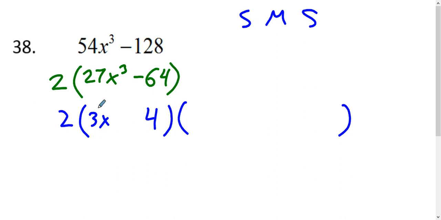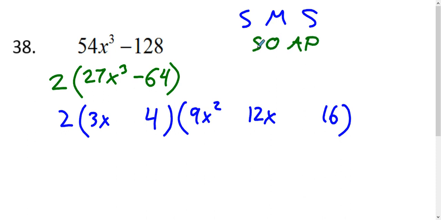SMS means you take these two numbers, first you square 3x. So 3x times 3x is 9x squared. M means multiply. 3x times 4 is 12x. And the last S, that means square again. We're squaring the 4 this time. 16. And then the second acronym that I use for this is SOAP. Same, opposite, always positive. That tells you how to fill in these 3 blanks. You fill it in with the same sign, the opposite sign, and then the last one's always positive.